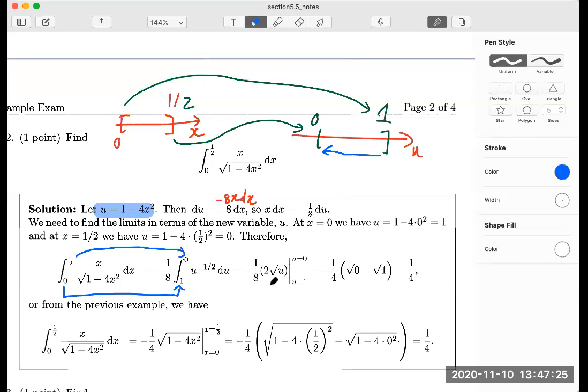Then negative 2 times 1/8 gives us negative 1/4. And the upper limit here is at 0, right? We replace u by 0. Subtract the lower limit here, where u is equal to 1, which gives us negative of negative, which gives us 1/4. Is it clear?